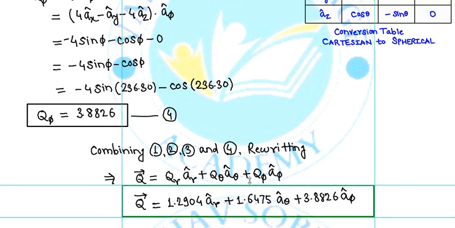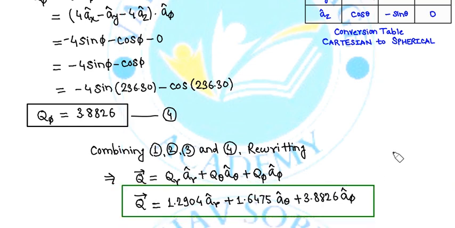Okay, so with this we have ended our numerical. Though it might be lengthy, it is quite a tricky one. So be careful with your simplification.